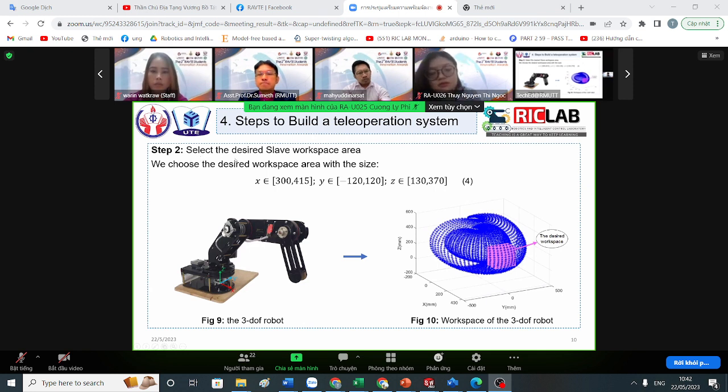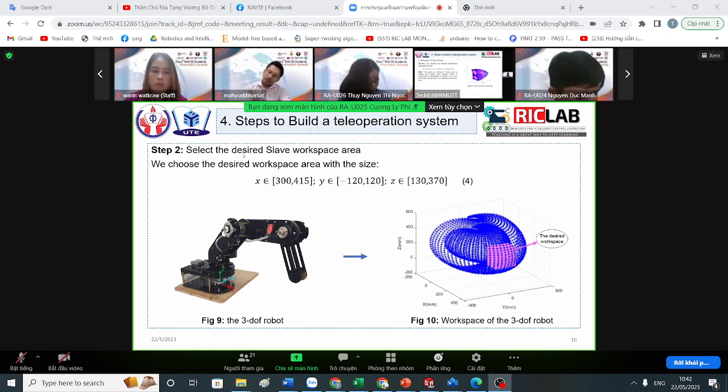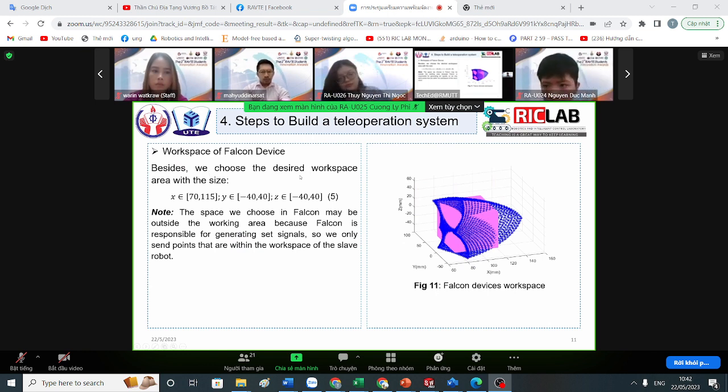And step 2, we select the desired workspace area. We choose the desired workspace area inside equation number 5. This is the area we designed in the function device to control the 3DOF robot. The space we choose for the function device may be outside the working area of the robot, because the function device is responsible for generating the set point signal. So we only send points that are within the workspace of the slave robot.